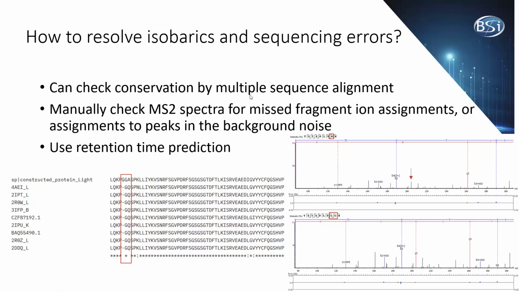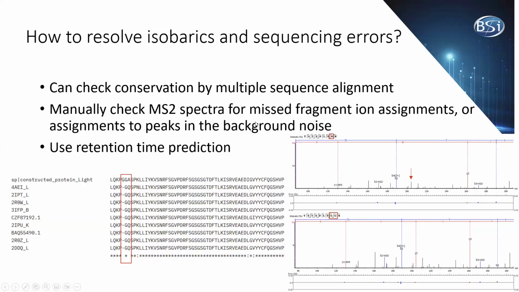Another way to do this is to manually check the MS2 spectra for maybe a fragment ion or missed assignment of a fragment ion, or maybe there was an assignment to a peak that's down in the background noise level. So shown here, there's a predicted asparagine at the second last position in this peptide, when in fact it should be 2 glycines, and this Y2 ion was missed during sequencing.